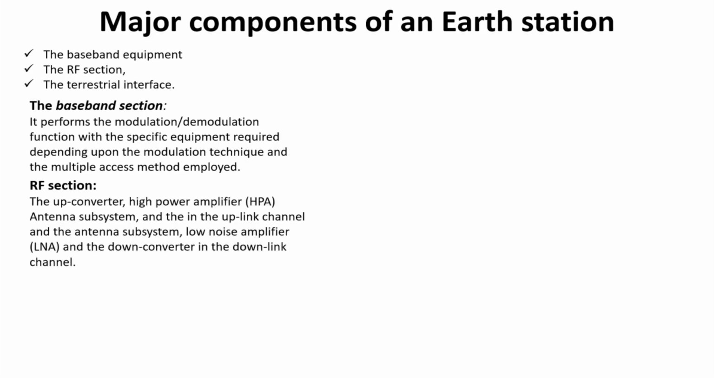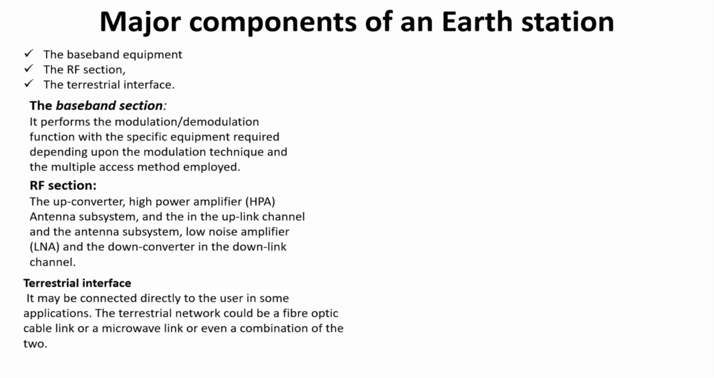What is the RF section? The RF section does the up conversion, then it includes a high power amplifier and an antenna subsystem. So, this is in the uplink or the transmitter channel, whereas in the receiver channel there is again an antenna subsystem, then a low noise amplifier and the down converter in the downlink channel.